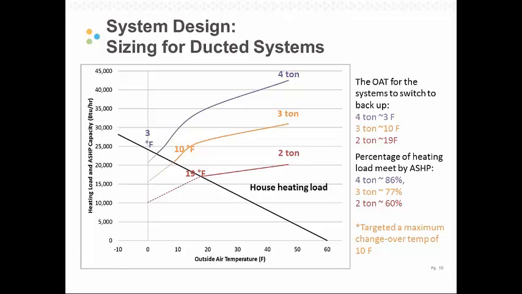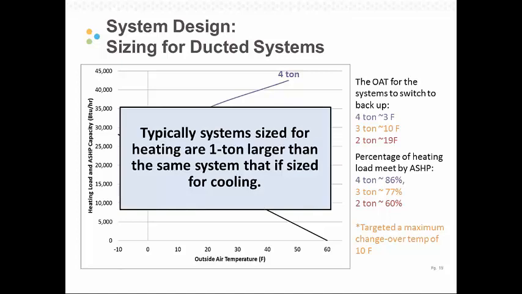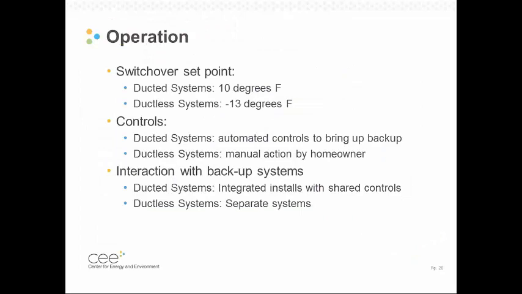If you put too small of a system in, you meet less of the load, but if you put too big of a heat pump system in, you meet more of the load, but it gets more expensive. Typically, the rule of thumb that we found from these installations, and from looking at others' specifications and house sizes, is that you're going to end up putting in about a 1-ton larger heat pump if you design for heating than if you were to design the system for cooling, like the same home with the same piece of equipment. So you're looking at about a 1-ton bigger piece of equipment, which is a pretty small incremental cost.